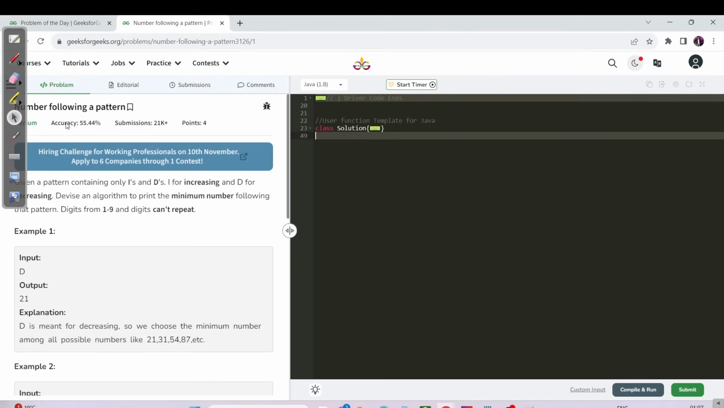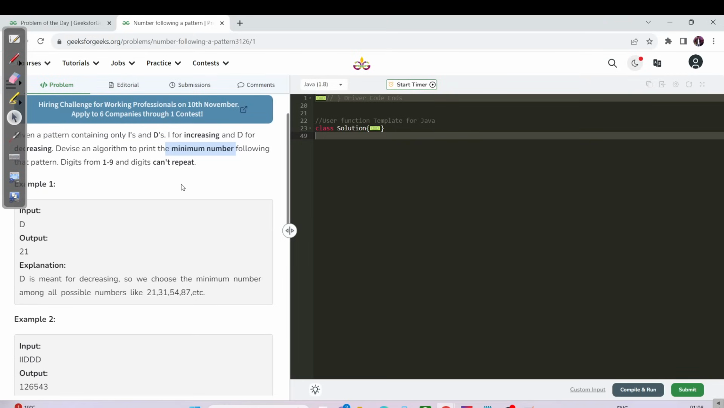So the question name is number following a pattern. Do remember this word pattern, because we need to observe a pattern in this question. Given a pattern containing only I and D's, I for increasing and D for decreasing, devise an algorithm to print the minimum number following that pattern. Digits can be from 1 to 9 and digits can't repeat.